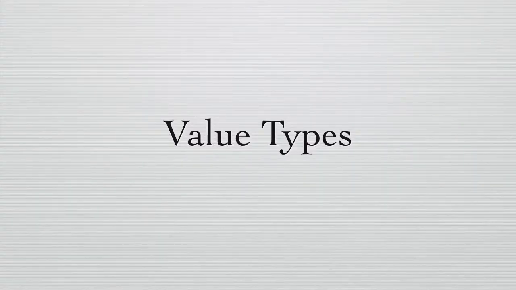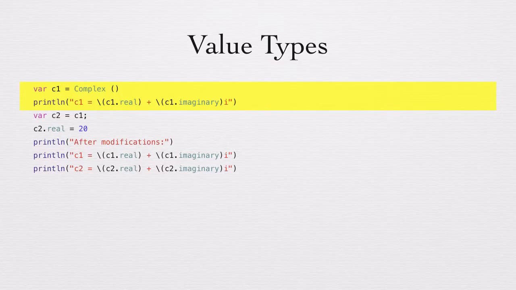Earlier, I just mentioned that when you pass structure objects around, those are passed by value. I will now briefly illustrate this with an example. We first declare a variable C1 of complex type using no argument initializer. Thus, both real and imaginary properties of C1 will equal 0.